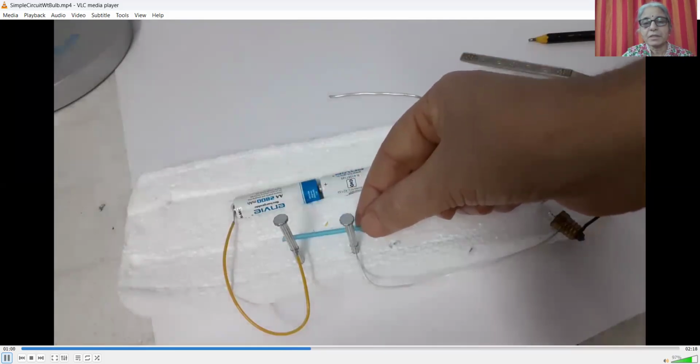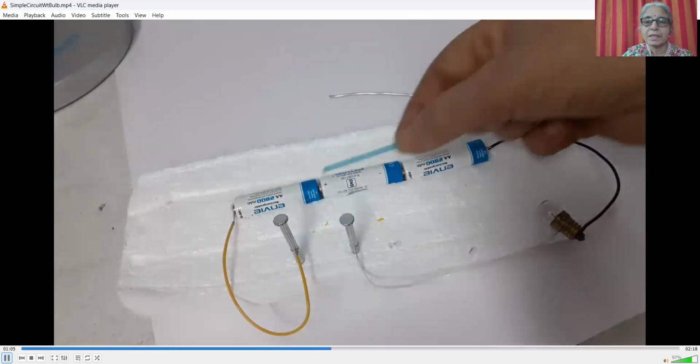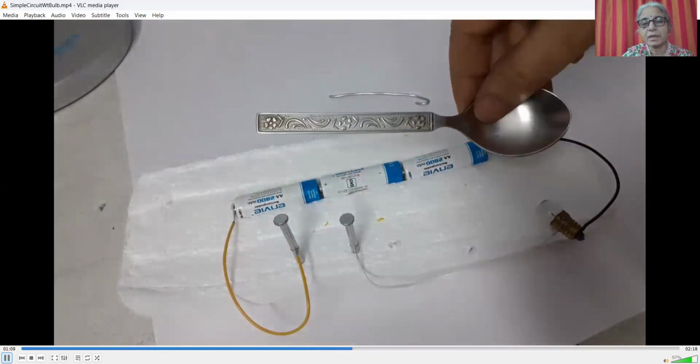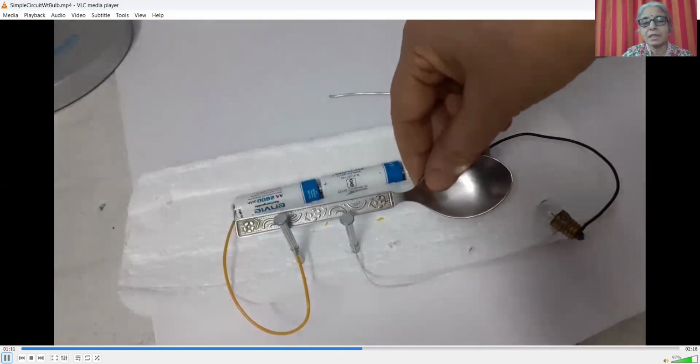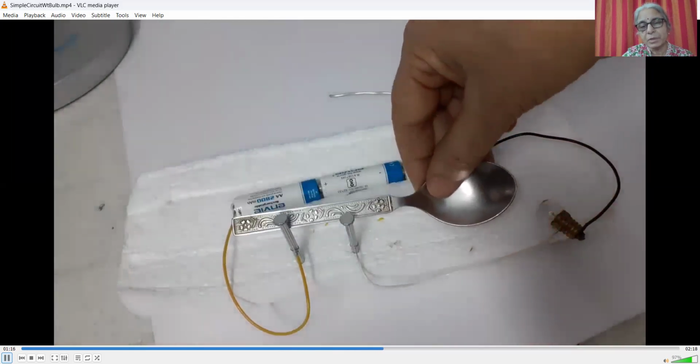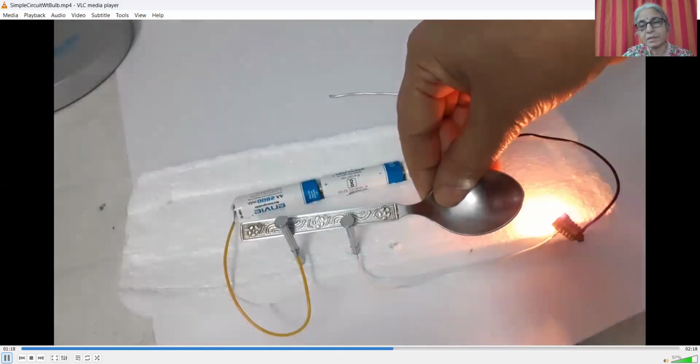Now we try a plastic straw. The bulb does not glow. So plastic does not allow electricity to pass through it. It is not a conductor, it's an insulator. The stainless steel spoon allows current to pass through. Stainless steel is a conductor.